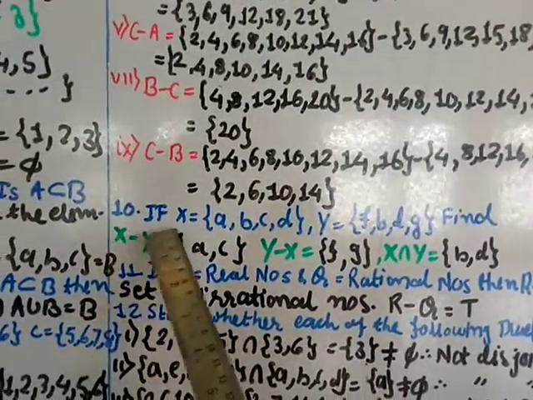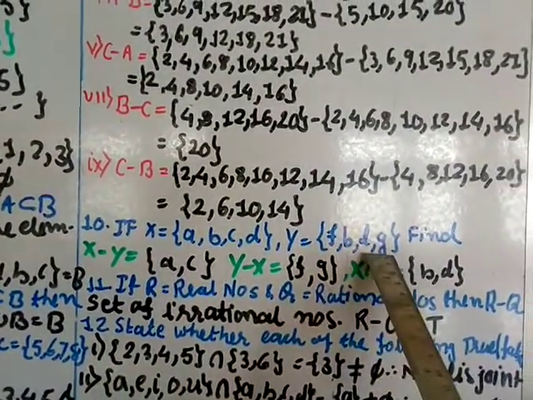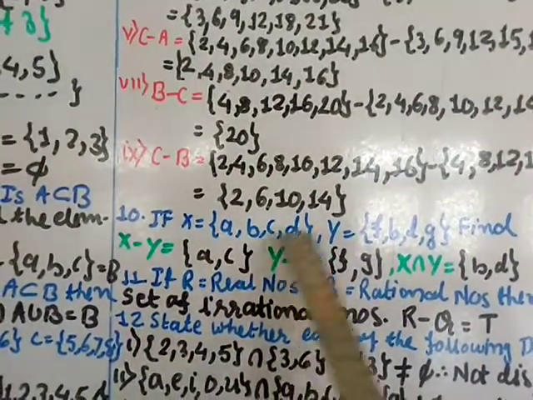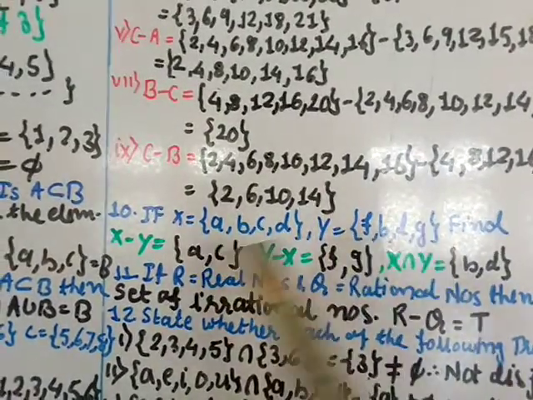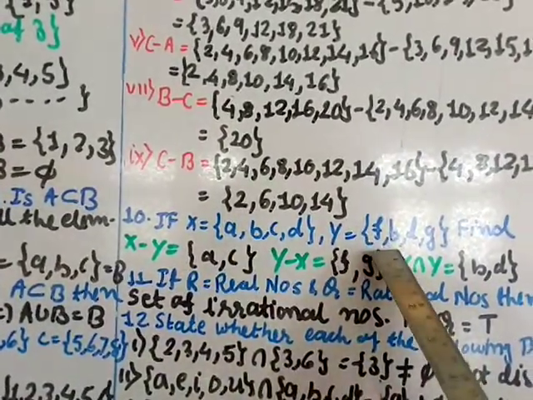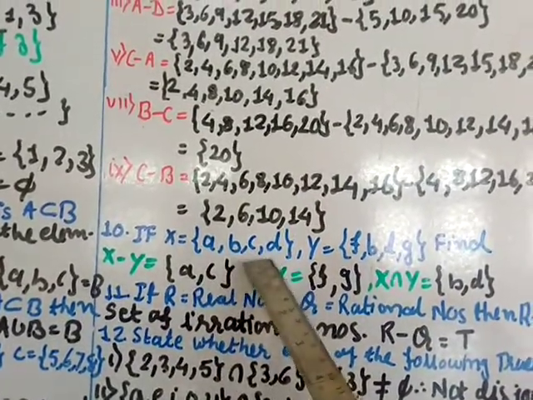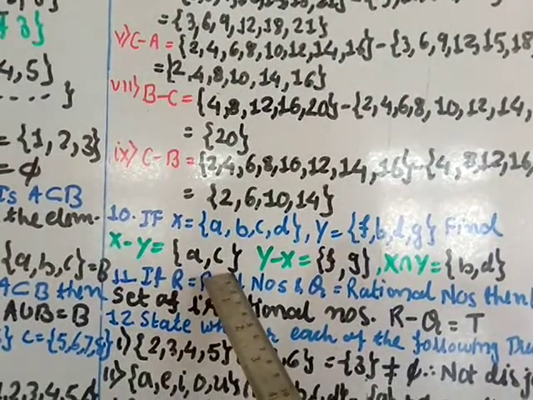Question number 10, if X is equal to a, b, c, d, Y is equal to f, b, d, g, find X minus Y. X minus Y means elements of X, but if they are in Y, we will not take. Okay, so now a, it is not there, so we shall take. B, it is there, so we will not take. C, it is not there, so we will take. D, it is here, so we will not take. So X minus Y is a and c.